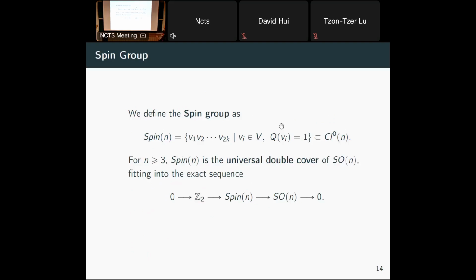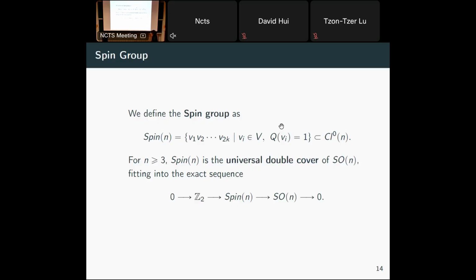So the spin group is basically the Clifford product of an even number of unit vectors. If you consider the set of unit vectors, that's your sphere. If you consider the set of even-number Clifford products of unit vectors, that's your spin group. And clearly, since it's an even number of them, it belongs to the 0 part of the Clifford algebra.